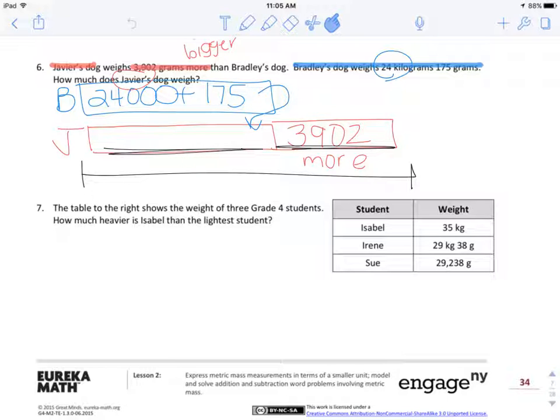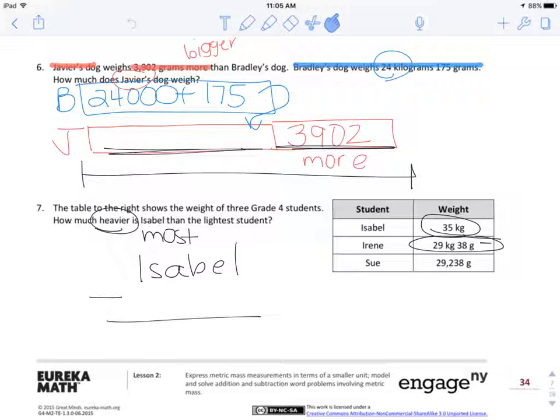For this last one, to find out who's heavier, that means who's the most, you're first going to have to do your converting for these two. Oh, sorry, not for those two, for this one. And then how much heavier is she than the lightest? To find out the difference between two numbers, you subtract. So you'll start with, we're going to convert that one too. So you'll start with Isabel, and you'll subtract the lightest kid, which means the smallest number. Right, go ahead and finish and check in with your teacher.